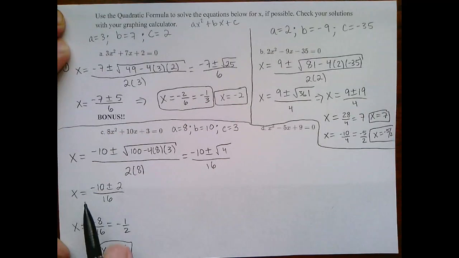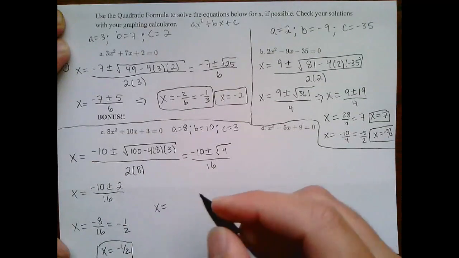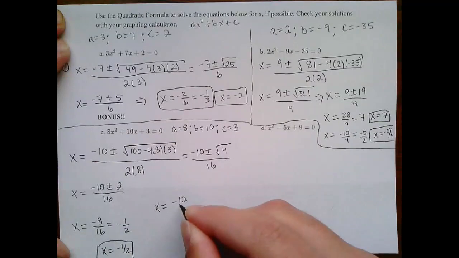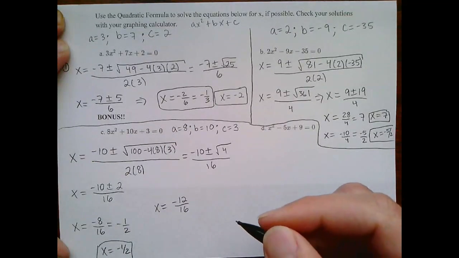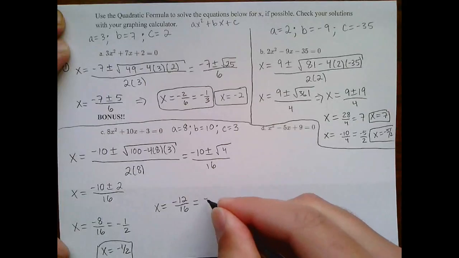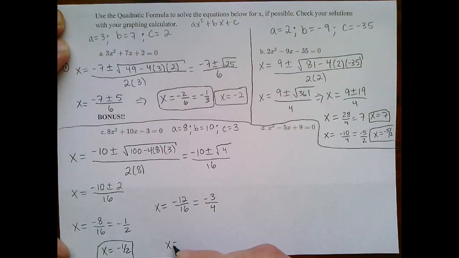But now instead of negative 10 plus 2, let's do negative 10 minus 2. So what is negative 10 minus 2? Negative 10 minus 2 is negative 12 over 16. What's the biggest thing these have in common? They have 4. So 4 goes into this negative 3, and 4 goes into this 4 times. Another solution, x equals negative 3/4.